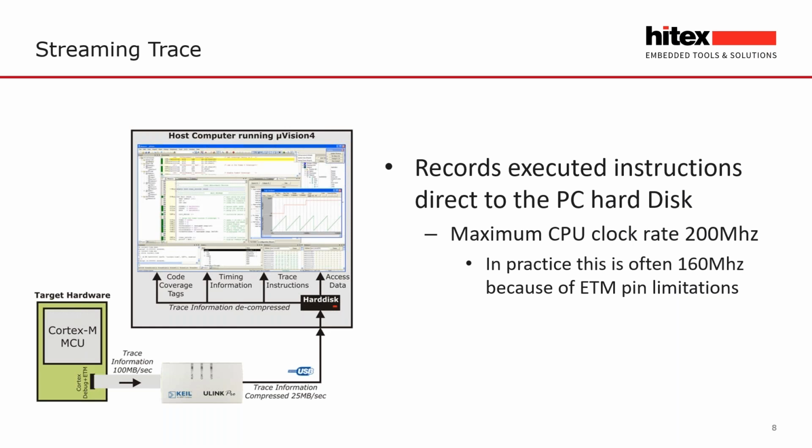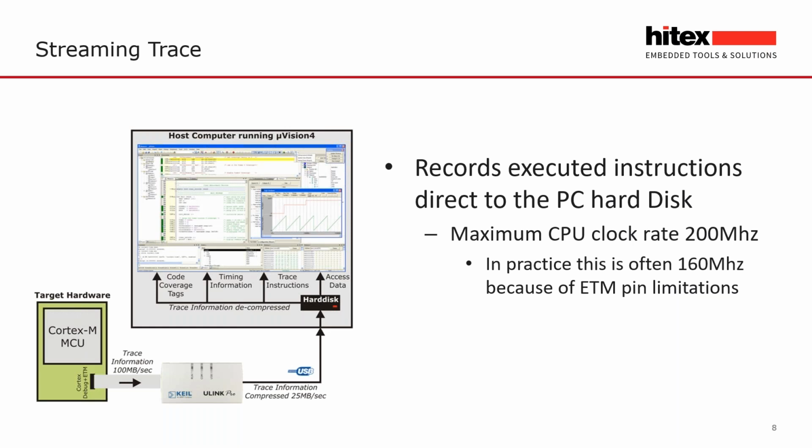First of all, we'll have a look at the streaming trace. So as I mentioned, certain Cortex-M microcontrollers can be fitted with the embedded trace macro cell, the ETM. This is an optional fit, which has to be designed in when the silicon vendor designs the chip, and is only available on Cortex-M3, M4, and M7. If it is fitted, then you will need an appropriate hardware debug tool. So in our case, this is the ULINK Pro, and it's then possible to have a streaming trace.